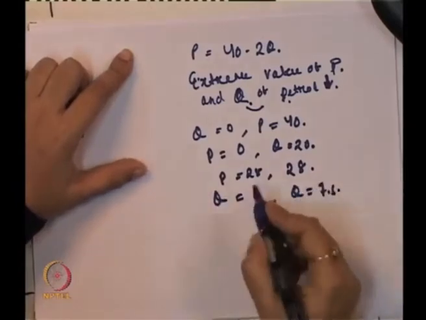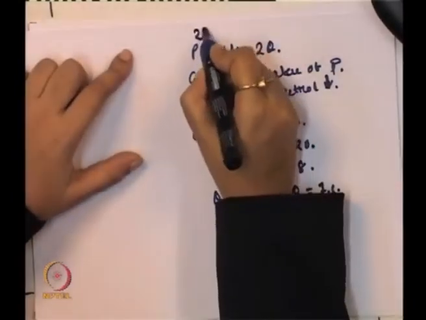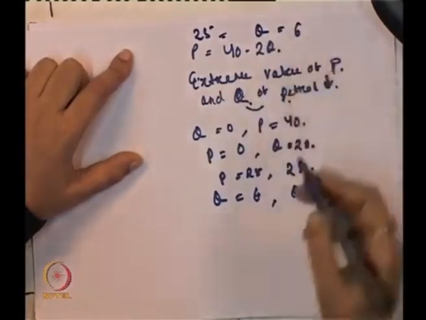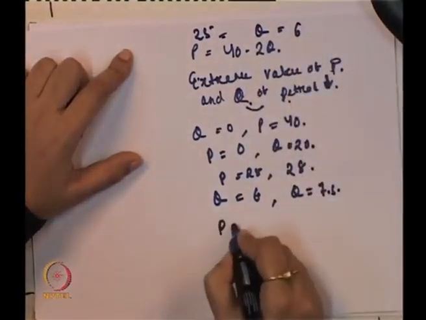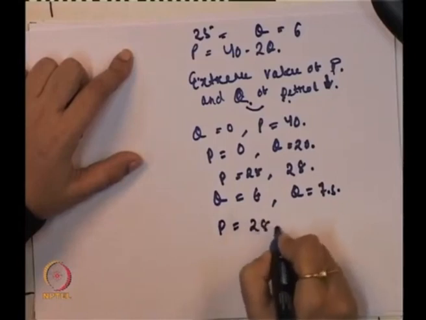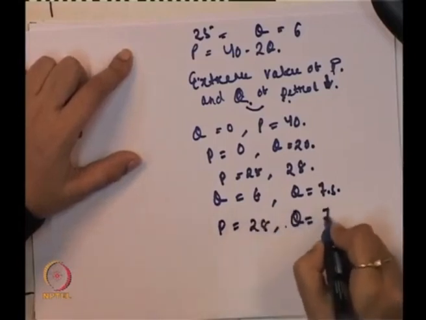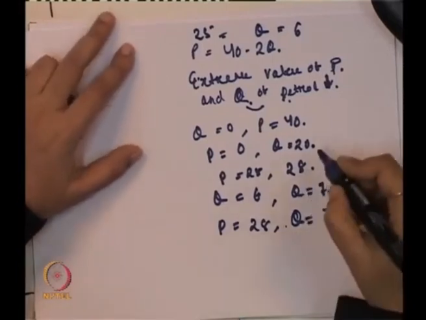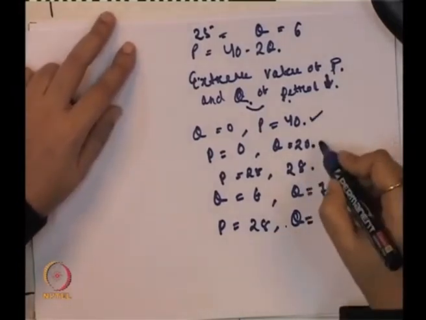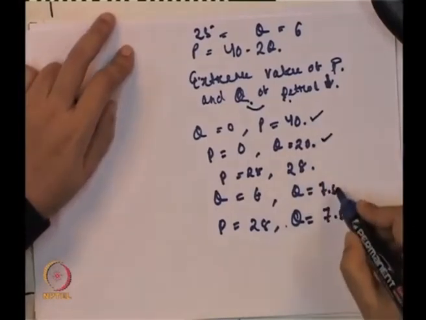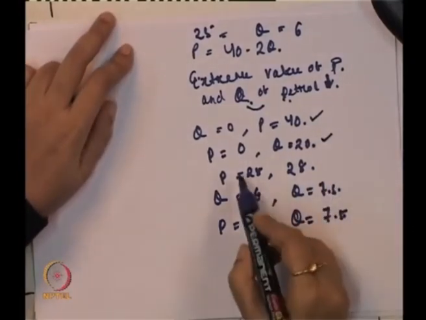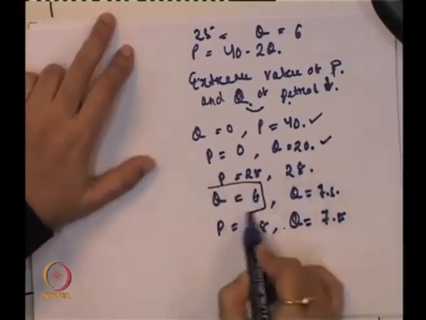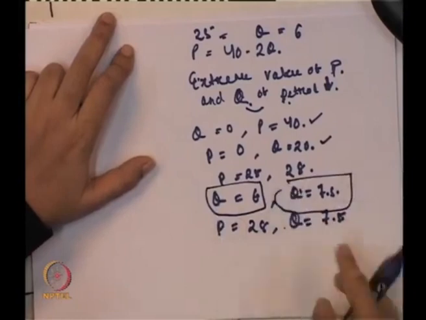So initially when we put P equal to 25, we get Q equal to 6, and when we put P equal to 28, we get Q equal to 7.5. Once we have the extreme values of P and Q, and the values for P equal to 25 and 28, we get Q equal to 6 and Q equal to 7.5.